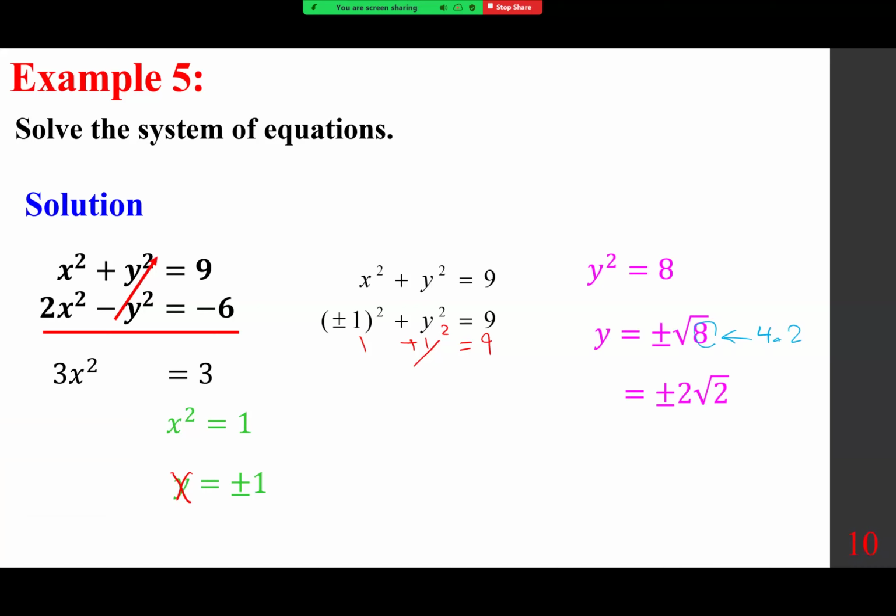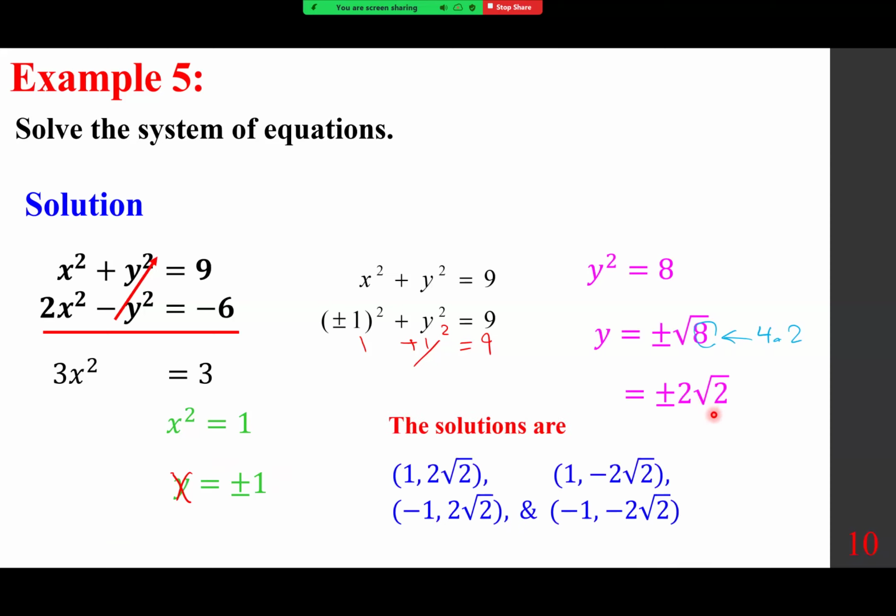These are precise answers, everybody. We're going to keep them as precise. And I hope you recognize there are 2 answers for x, 2 answers for y. There are a total of 4 solutions. Positive 1 with positive 2 square root of 2. Positive 1 with negative 2 square root of 2. Negative 1 with positive 2 square root of 2, and negative 1 with negative 2 square root of 2. That's how we arrive at the answer.